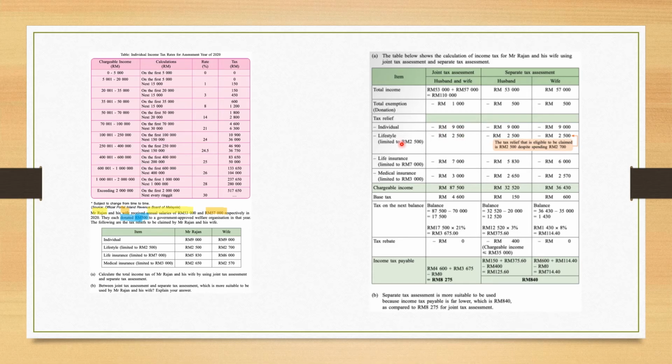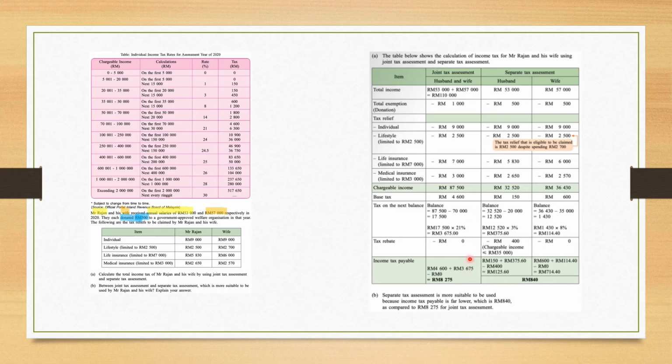The same thing goes for life insurance and medical insurance. There's a limiting factor, limited to 7,000 ringgit. If we add the life insurance for husband and wife, these two figures, 5,830 and 6,000, it is definitely more than 7,000. But since the question asks you to limit to 7,000 ringgit, we only deduct 7,000. Same thing for medical insurance: you add these two together, it is definitely more than 3,000, but it is limited to 3,000, so you only deduct 3,000. That's your chargeable income. And then the same thing goes here.